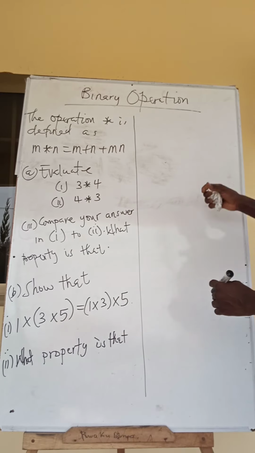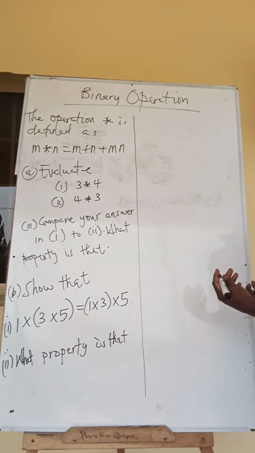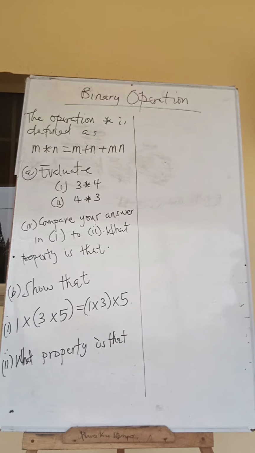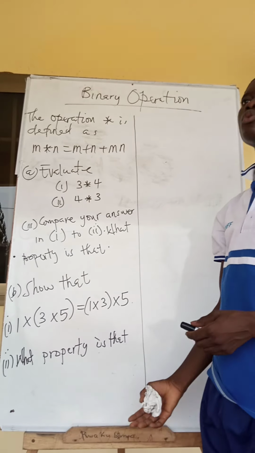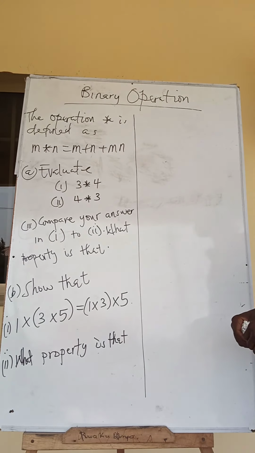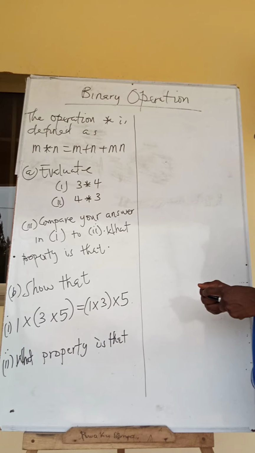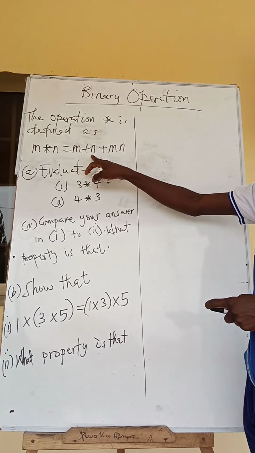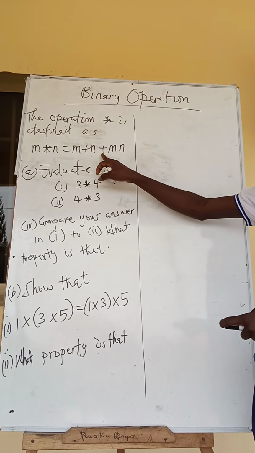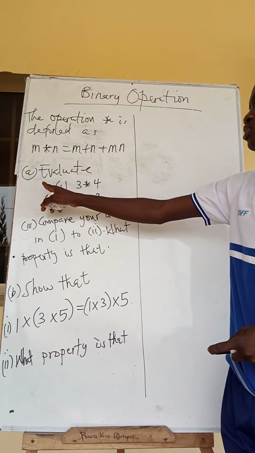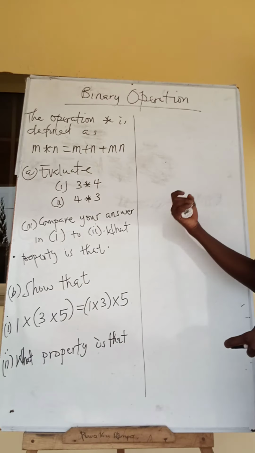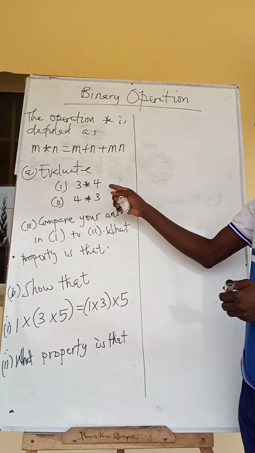We are going to try binary operation as we discuss the whole concept of binary operation in properties of real numbers. We are just going to take one example which will cover most things that we tried in properties of real numbers. So the question is, the operation star is defined as m star n equals m plus n plus mn. The first question says A, evaluate (i) 3 star 4.